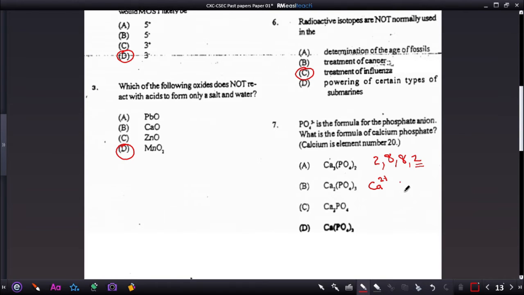And if that reacts with the phosphate, the PO4 3- ion, to get the formula, we switch the 3 and we also switch the 2. So the 3 from the phosphate ion goes to the calcium, and the 2 from the calcium 2+ ion goes to the phosphate. Then we rewrite the formula as Ca3(PO4)2, and that answer would be A.